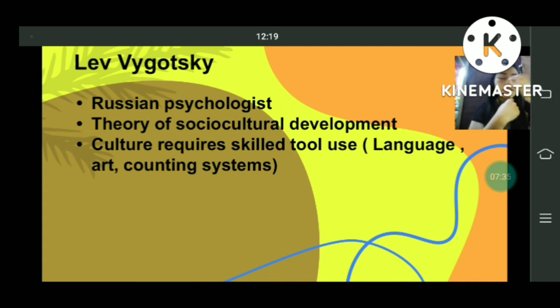And Lev Vygotsky, he is a Russian psychologist. Theory of sociocultural development. A culture requires skilled tool use, first language, art, or counting systems.